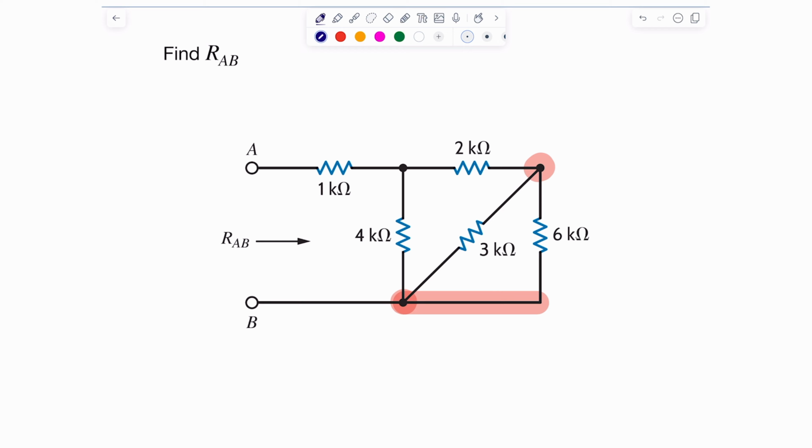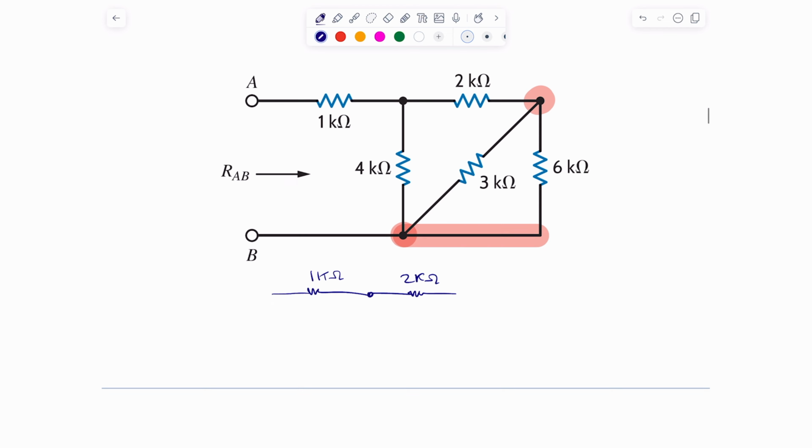So we have this 1 kilo ohm in here, and we have this node in here. We have the 2 kilo ohms. Okay, and then we can substitute it. Well, before we do that, we have the 4 kilo ohms in here, and of course we have A and we have B from here, and we're still looking for RAB. So what do we do with that?